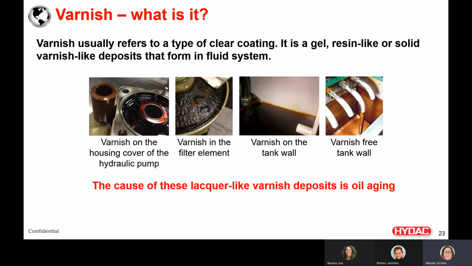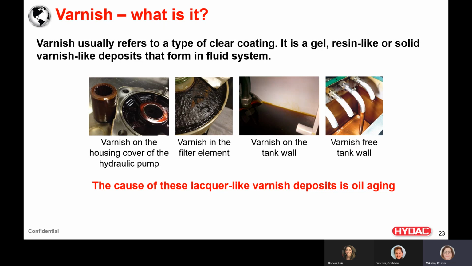So, you may ask, what is varnish? Well, varnish is a type of clear coating that can plate out on a cool metal surface. It can be a gel, a resin-like, or a solid deposit that forms in a system.